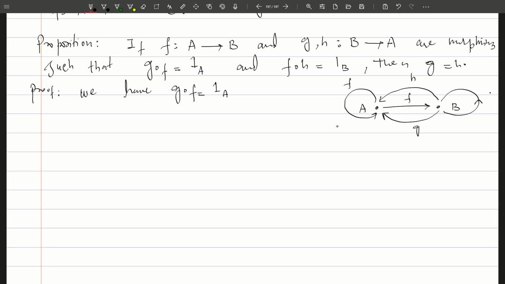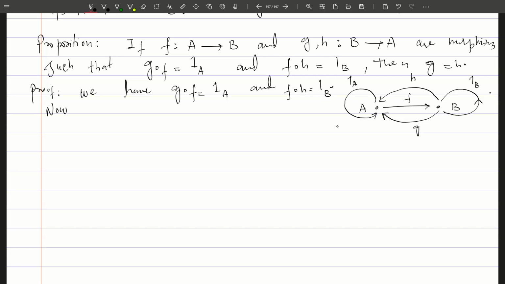Sorry, not F. This is INT on A. This is INT on B. And F composite H is the INT on B. So we have to prove this, G and H, they are equal. Now let us start with H.